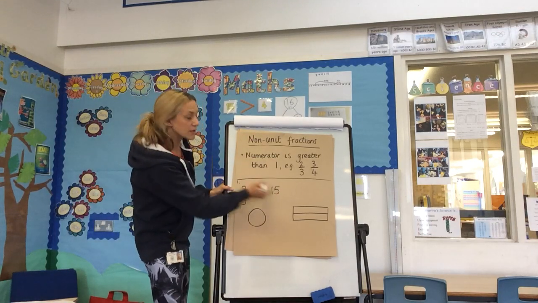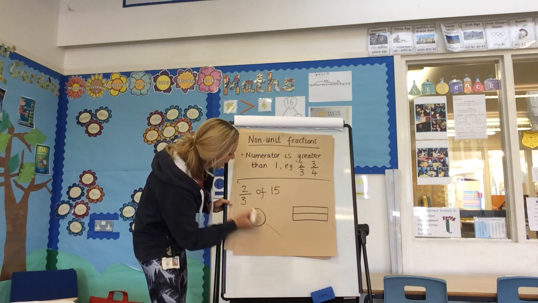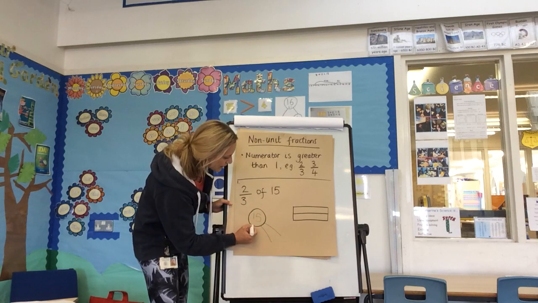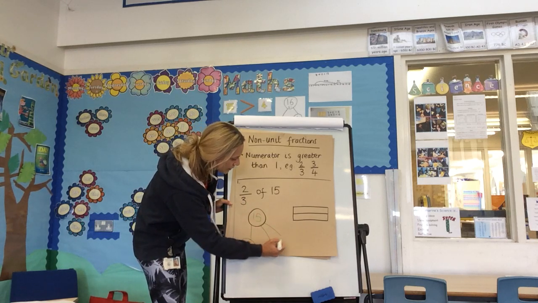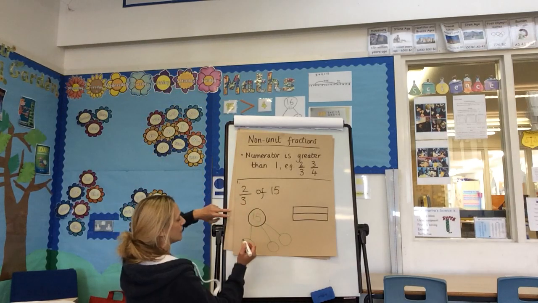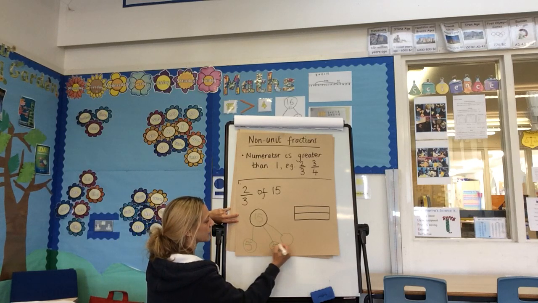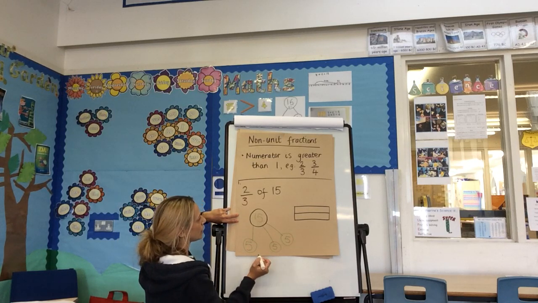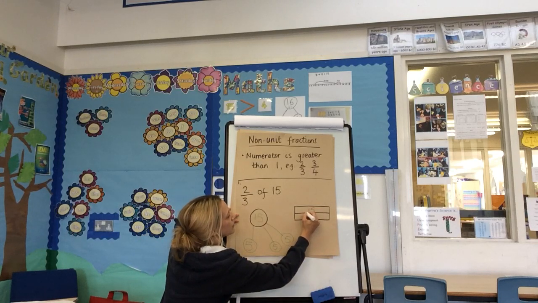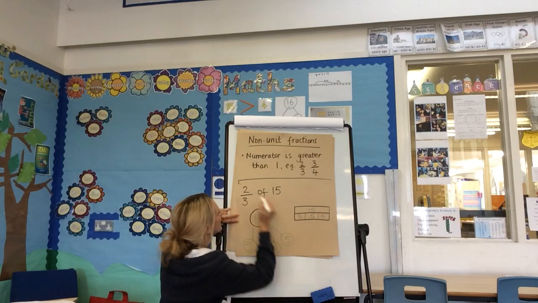So, 2/3 of 15. Our whole number is 15, and our denominator is 3. So I need to share 15 3 ways. What do I know? Oh, I know that 3 5s are 15. There we go. 15 in the bar model. I need to split my bar model into 3: 5, 10, 15.